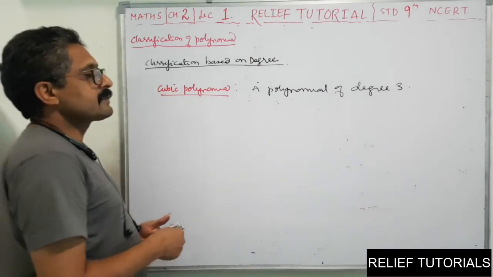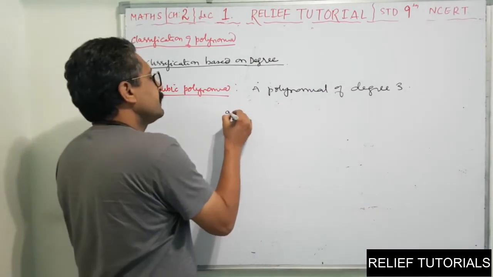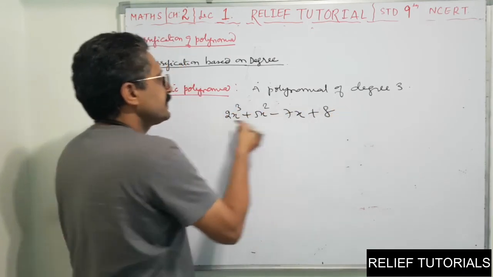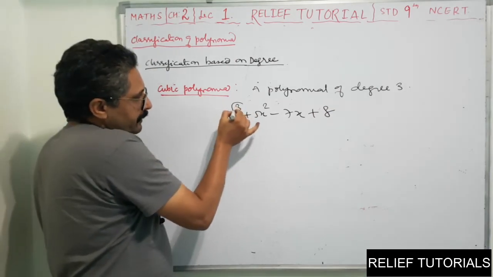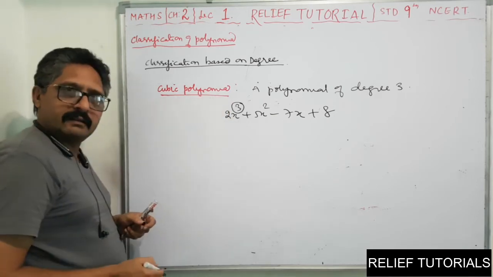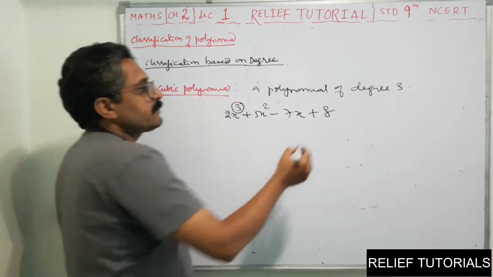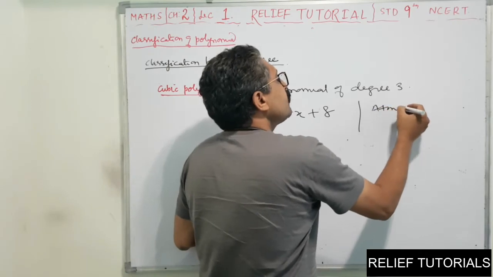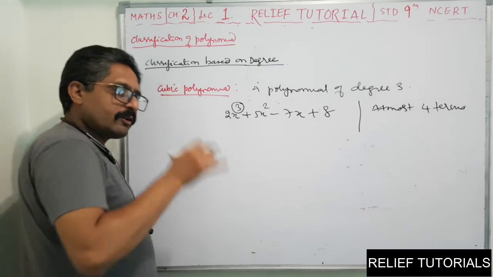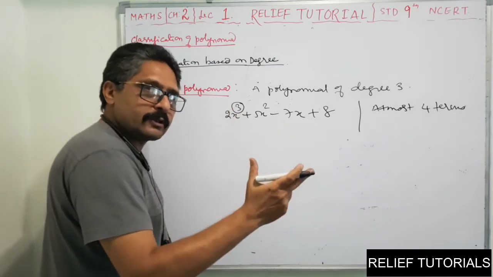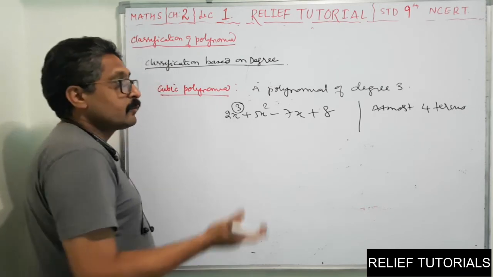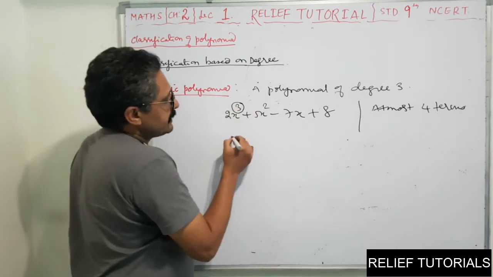Now we'll see the example. So example we can say 2x cubed plus 5x squared minus 7x plus 8. See, the highest power of the polynomial is 3. So degree is 3. So such polynomials are called cubic polynomials. Clear? And it has at most how many terms? So at most 4 terms it has. Not necessarily always it should have 4 terms. It may have 3 terms, it may have 2 terms, it may have 1 term also.